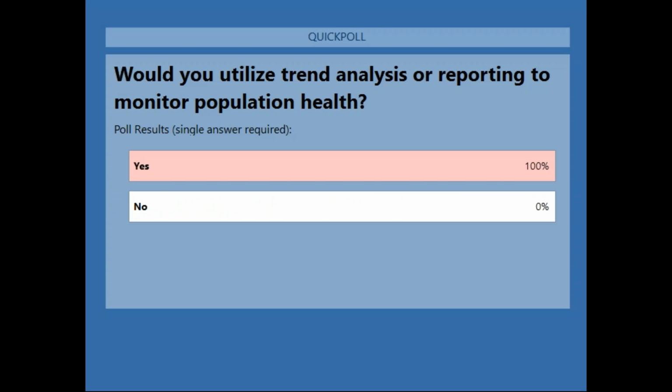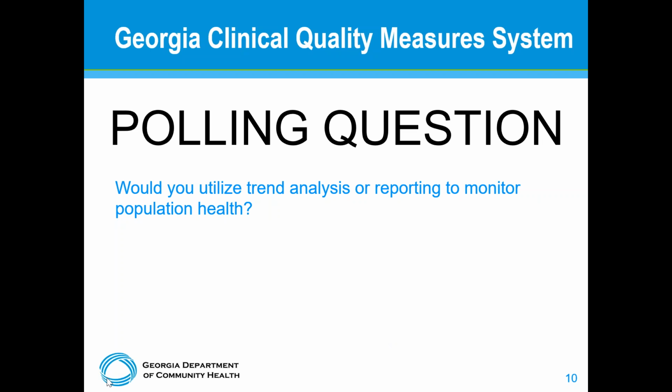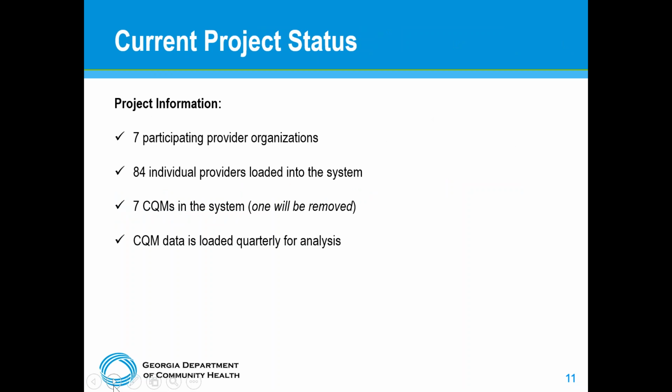What I'd like to do now is share with you the current project status and where we are with our project. We went live last year in April, and we have 7 participating provider organizations. We have 84 individual providers loaded into the system, 7 CQMs, of which 1 will be loaded. And CQM data is loaded quarterly for analysis. In fact, we just opened up the second quarter where we can add second quarter data on July 15th.